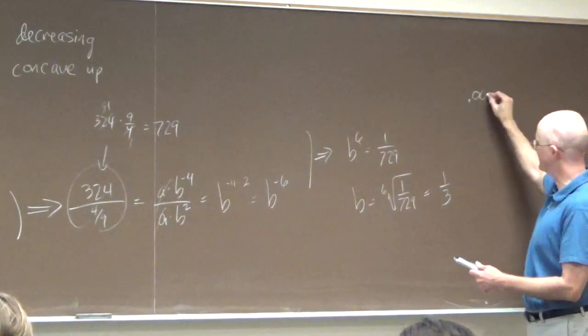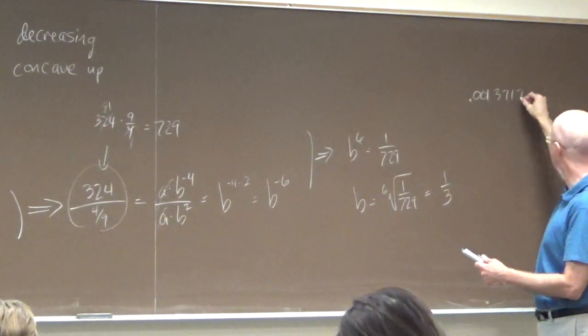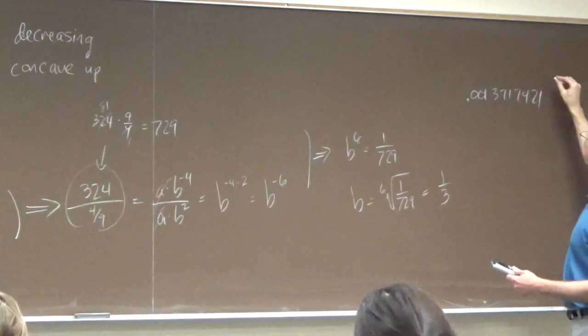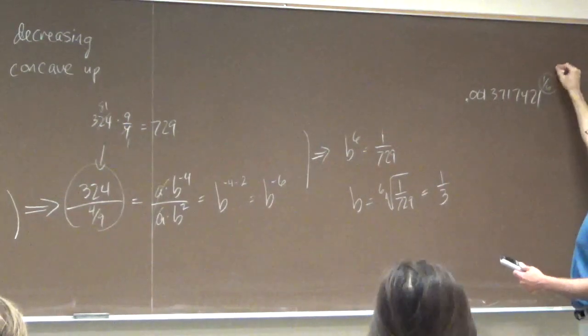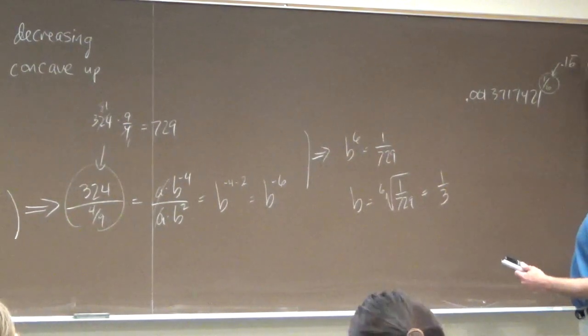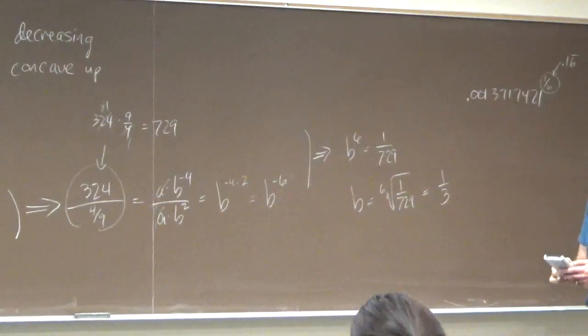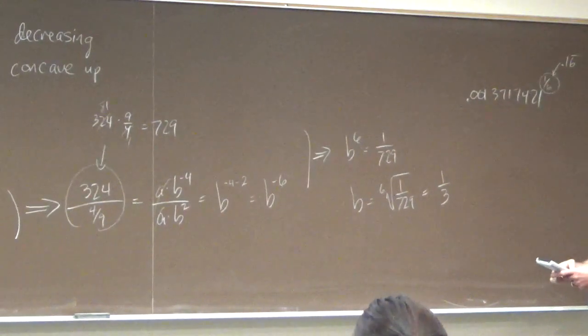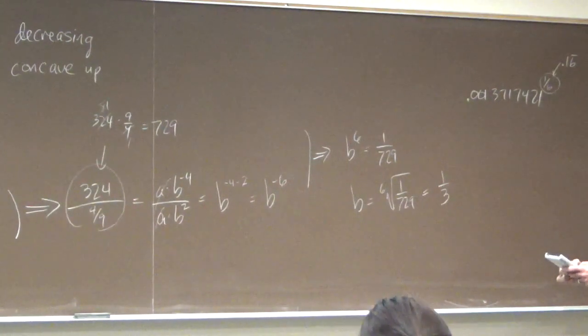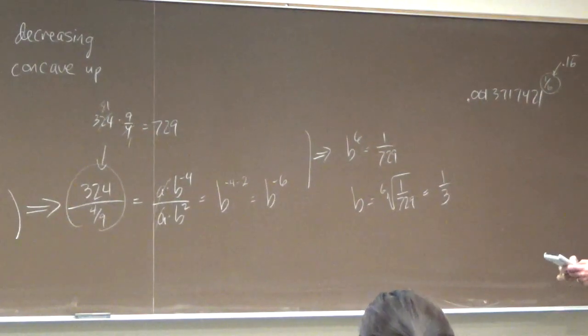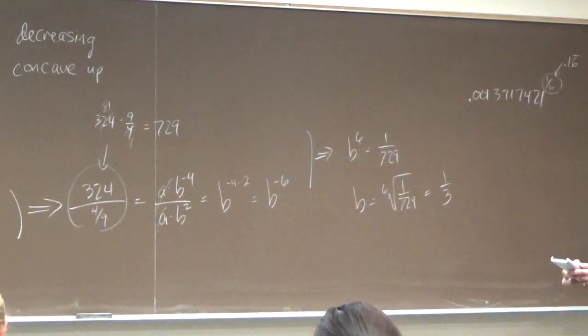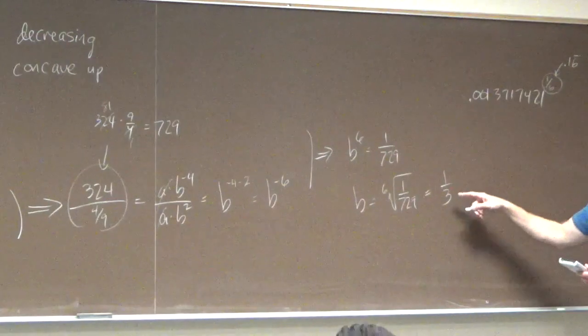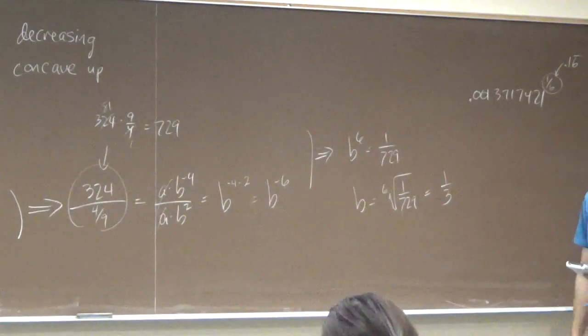It's about 0.001371741, raise it to the 1/6 power, and 1/6 is 0.16 repeating. You could do that. And if you do that, you do get 0.3 repeating, 1/3. But you really should know 729 is the power of 3.